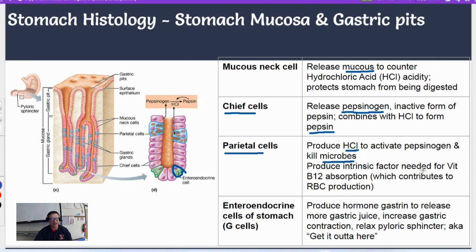Parietal cells produce intrinsic factor, which is needed for vitamin B12 absorption, which helps contribute to red blood cell production. That's kind of extra information there. Now, one way I remember parietal cells, I told my class this: if there's a bird flying over your car and a bird dropping lands on your car, you want to wash it off pretty quickly, because bird droppings contain a lot of acid.